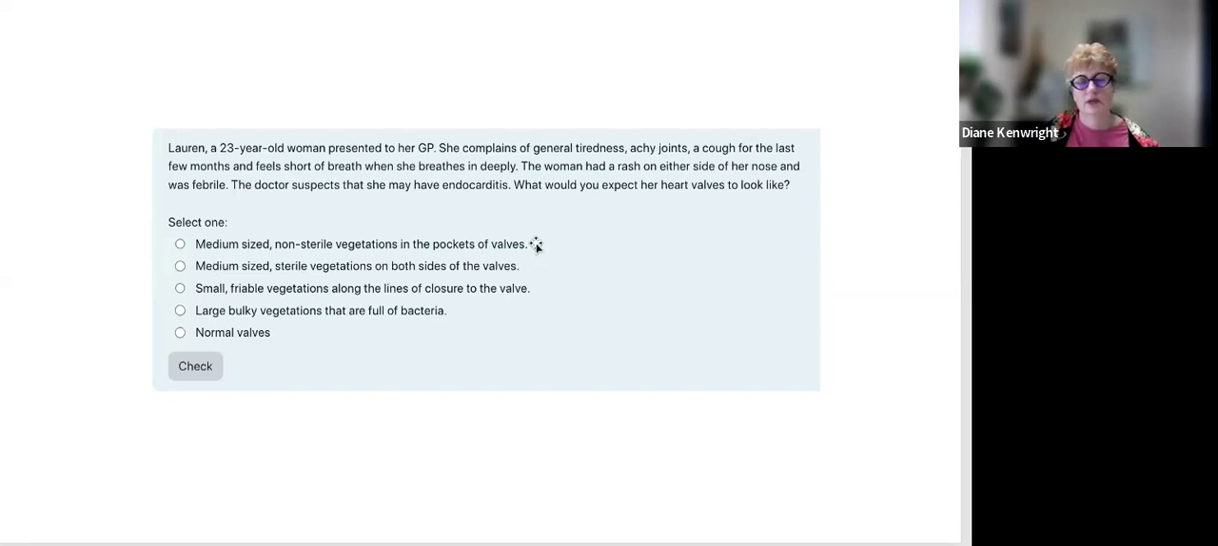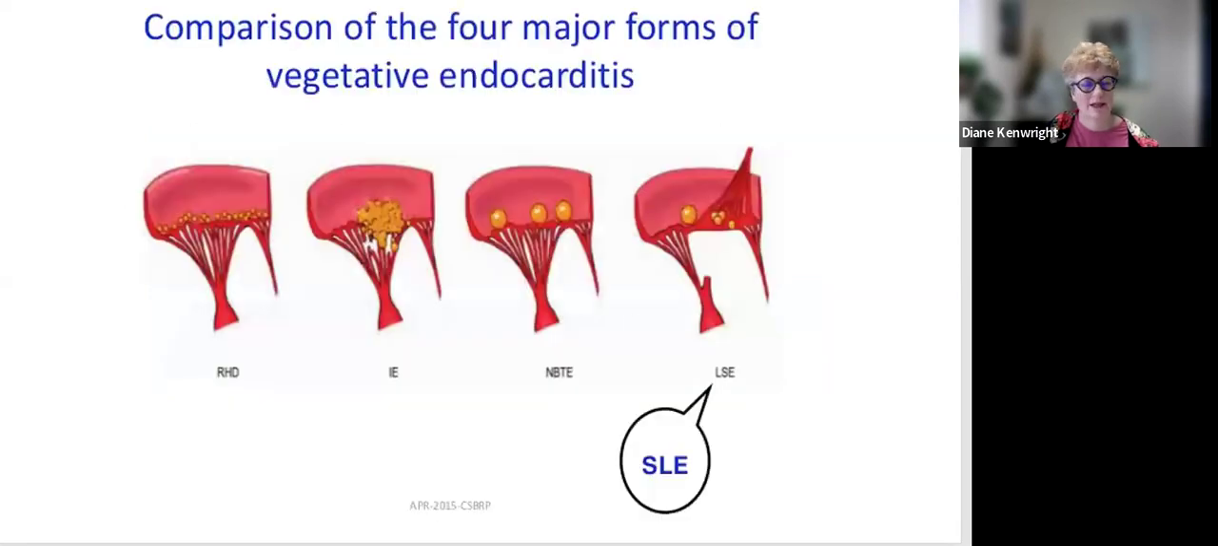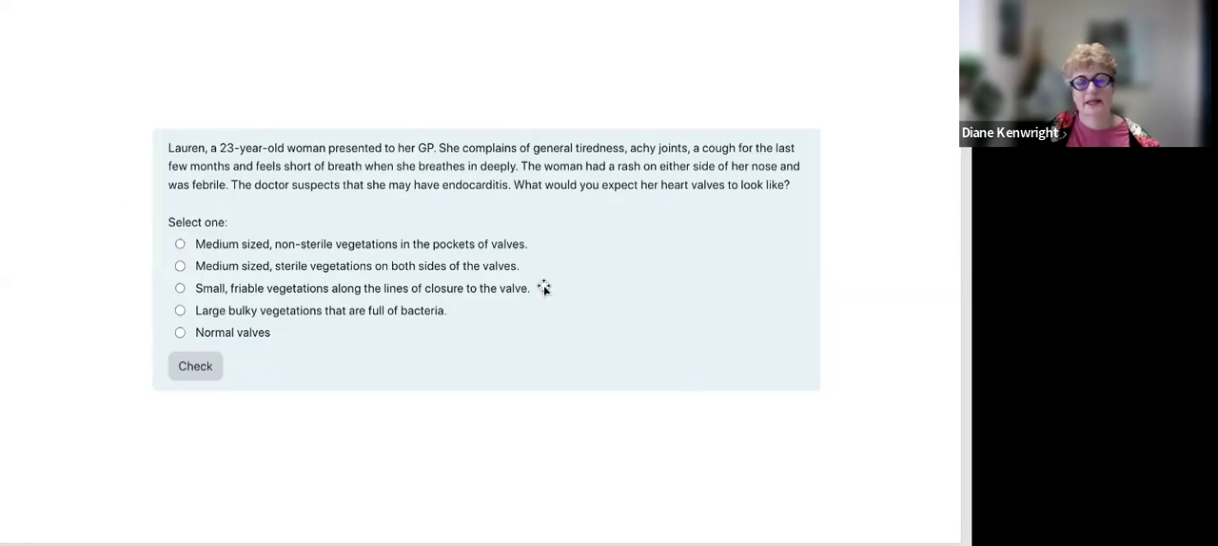Not this one. This is the non-bacterial thrombotic endocarditis one. This one is rheumatic fever. This one is, of course, infectious endocarditis, and she doesn't have normal valves, probably.